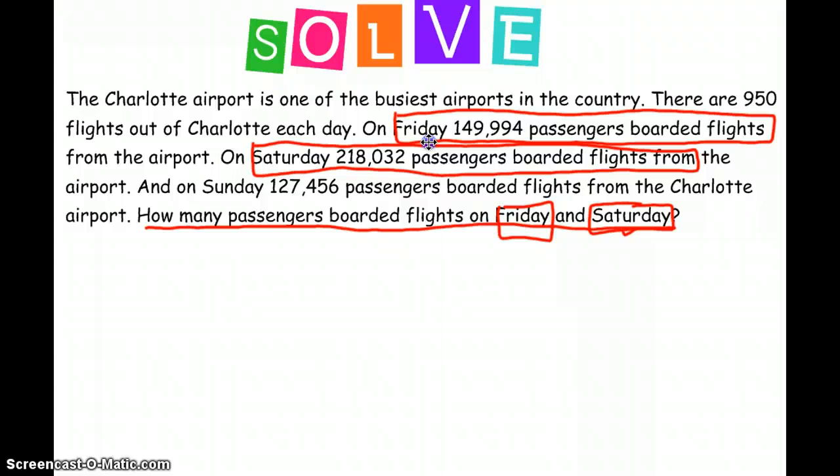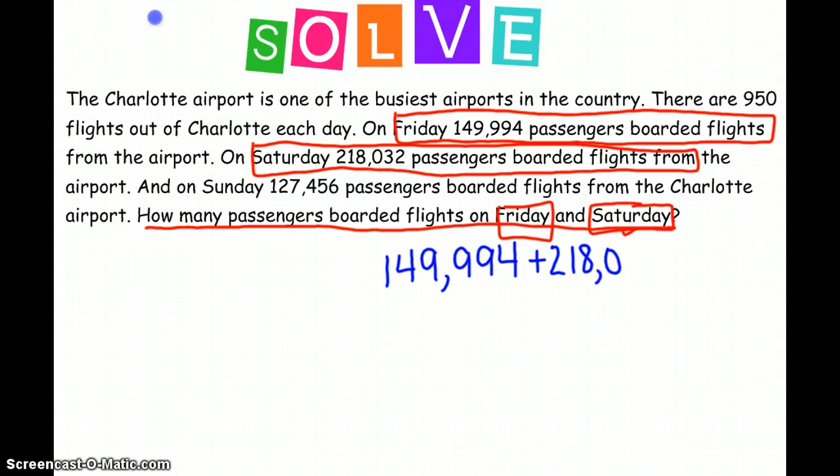Well, that brings us to L. Let's line up our plan. Now, what operation are we going to use? Well, I know that I want to combine the number of passengers from Friday and Saturday, so that means we're going to add. So I'm going to line up my plan. 149,994 plus 218,032, which is on Saturday, equals, and since I want to find the number of passengers, I'm going to write a P for passengers. There's my plan.